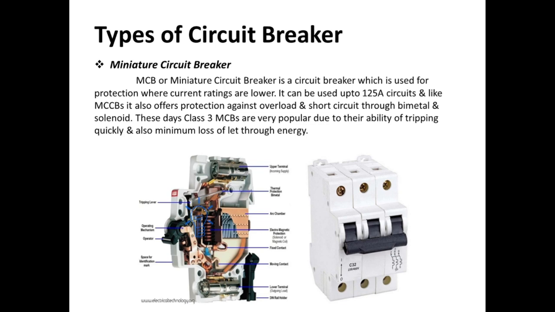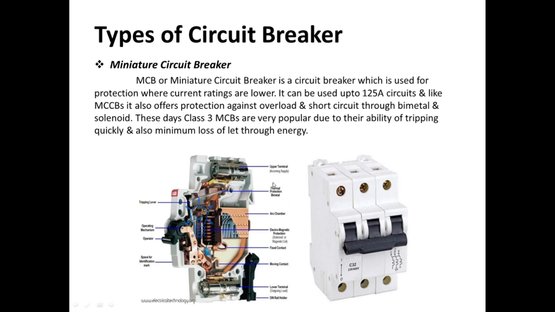MCB is a circuit breaker which is used for protection where current ratings are lower. It can be used up to 125 ampere circuits. Like MCCBs, it also offers protection against overload and short circuit through bimetal and solenoid. These days, Class 3 MCBs are very popular due to their ability of tripping quickly and also minimum loss of breakthrough energy.